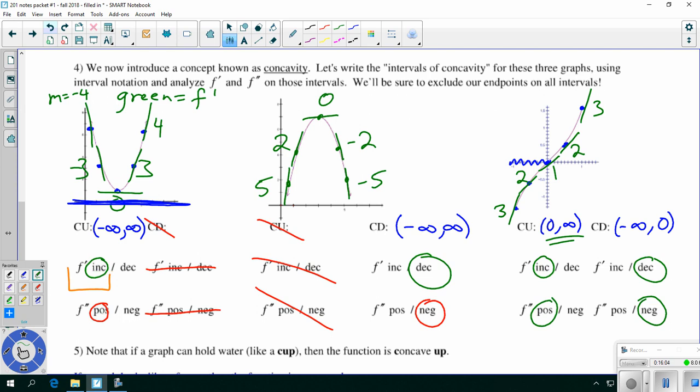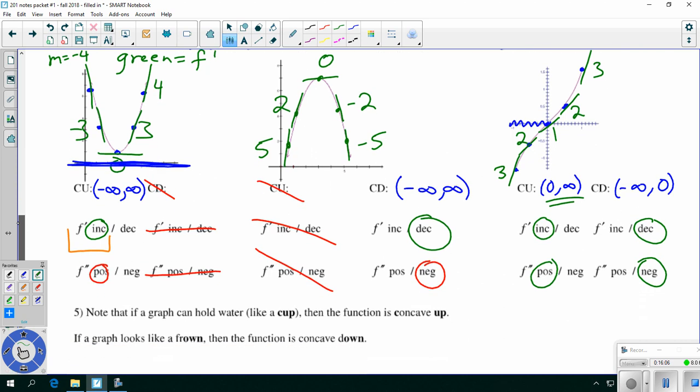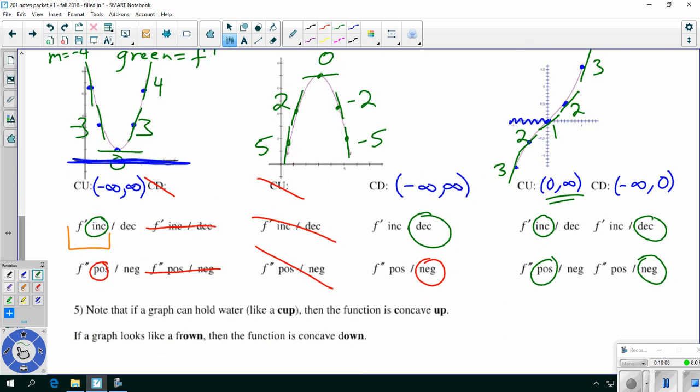Okay, so we're going to have lots of stuff summarized on the next page, but for right now, I would like a graphical way to just look at a graph, look at a picture, and decide where the function is concave up and where the function is concave down. So here we go. Number 5, if a graph can hold water like a cup, then the function is concave up.